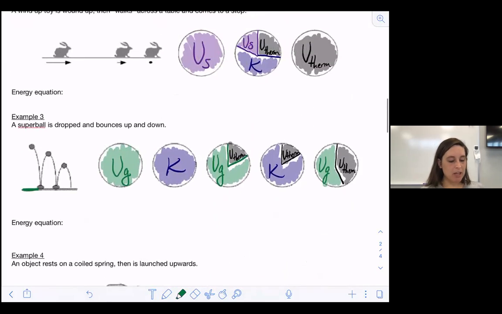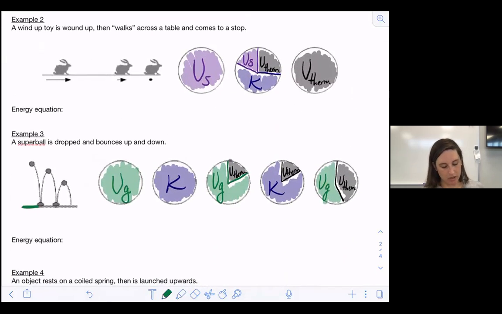And like I said, why are we making these pies? Well, we're making these pies so that we can quickly write a little energy equation. So if we got some information about this bunny at the start and about partway through its motion, what we could do is take the energy pie of the start and set it equal to the energy pie partway through the motion. So U_s plus U_thermal plus kinetic.